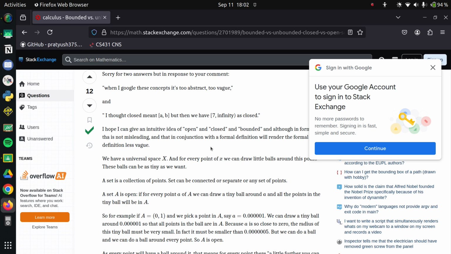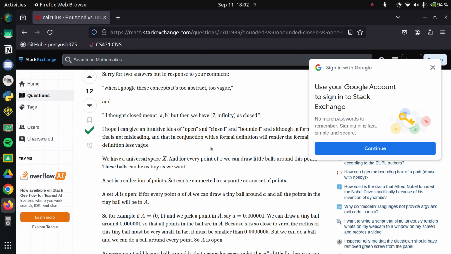In this case, that wasn't the case. You take anything on the edge, you can never draw a tiny ball and then hope that it will be entirely contained in the set. It's just not going to happen, right? So this would in fact be closed.